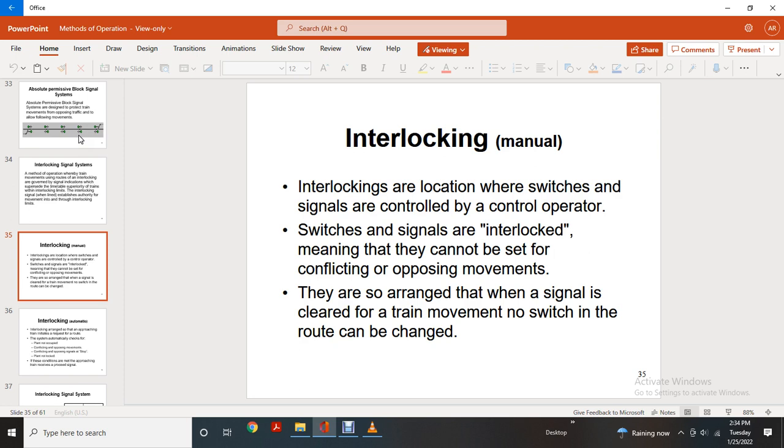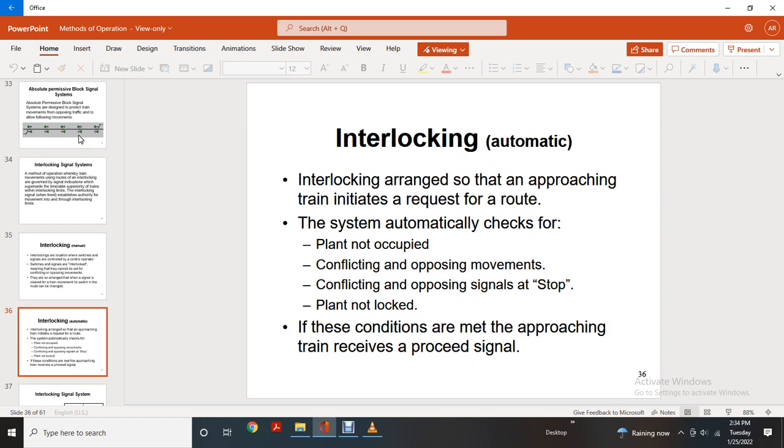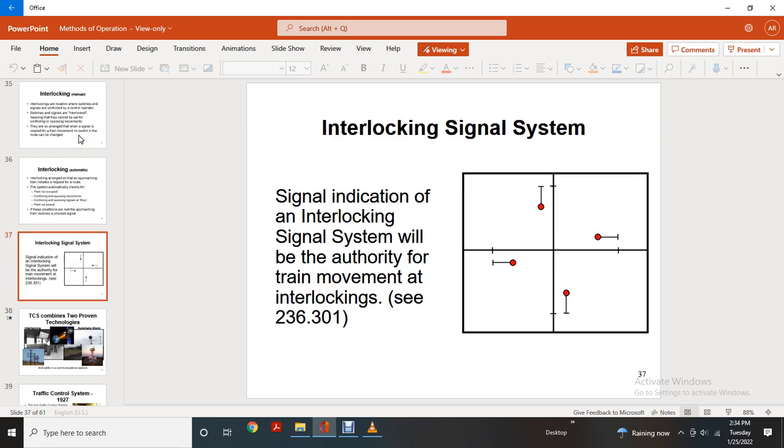They are arranged so that once the signal is clear for the train movement, the switch and route cannot be changed. The interlocking is arranged so that the approaching train can initiate the request for the route. The system automatically checks that the plant is not occupied, for conflicting opposing movements, for conflicting opposing signals, and that the plant is not locked. When these conditions are met, the approaching train receives the proceed signal. The interlocking signal indication is the authority for the train movement.